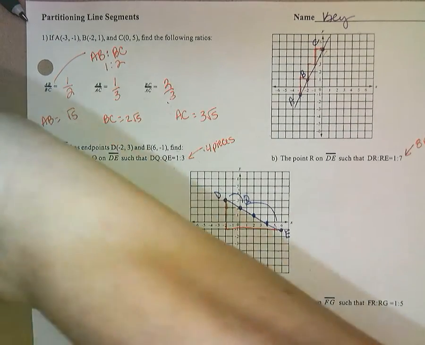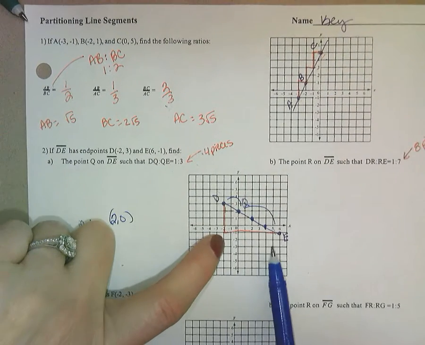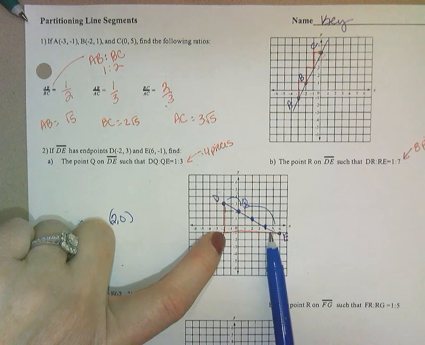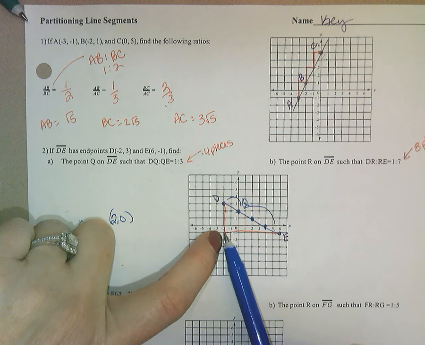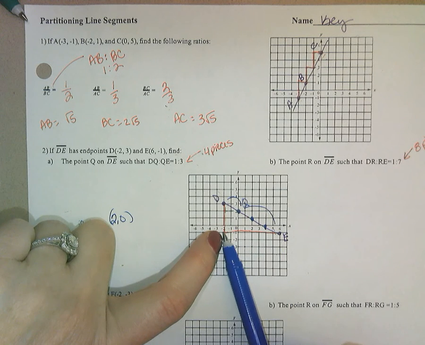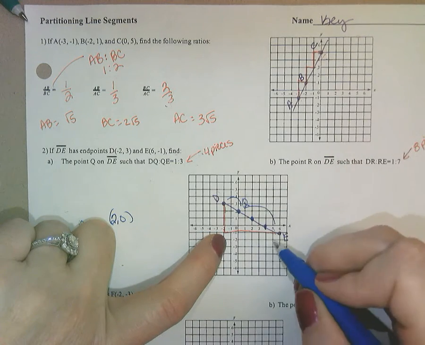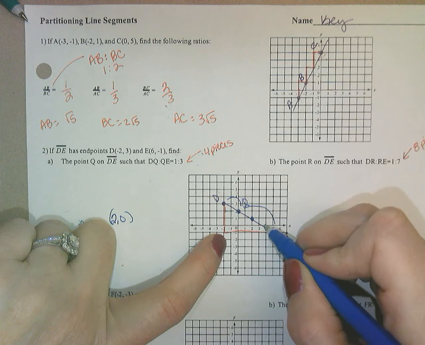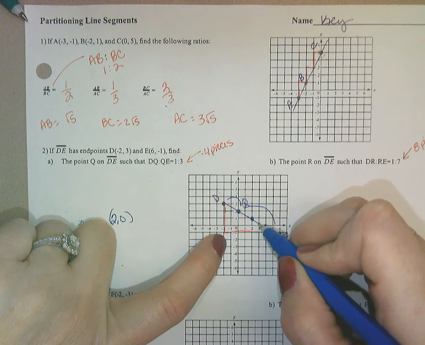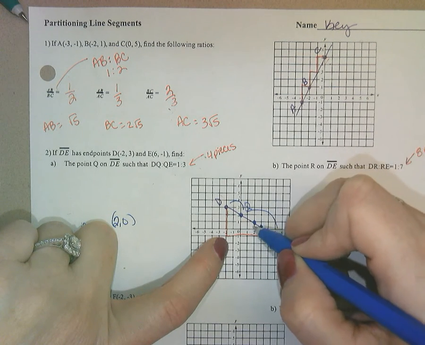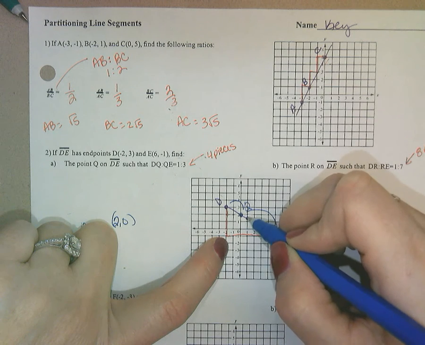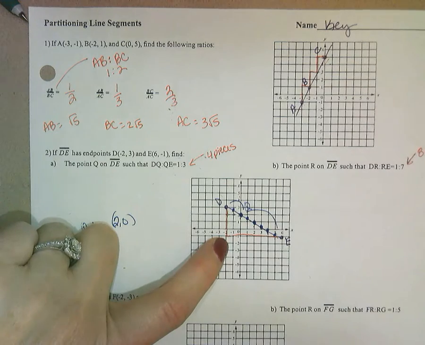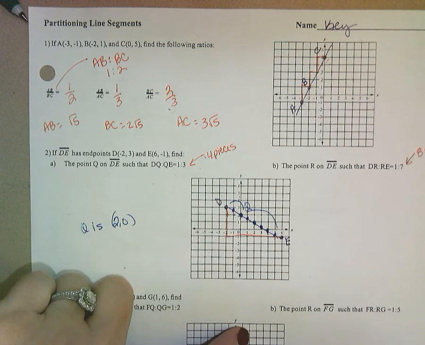Okay. So if I'm going to divide these into 8 pieces, it's really easy to divide this side into 8 pieces. That means each one is over 1. But then if this is 4, each one is going to be up 1/2. So I'm going to do the one that's easy. I'm going to go over 1, up 1/2, over 1, up 1/2, over 1, up 1/2, over 1, up a half. There's 8 pieces, okay?